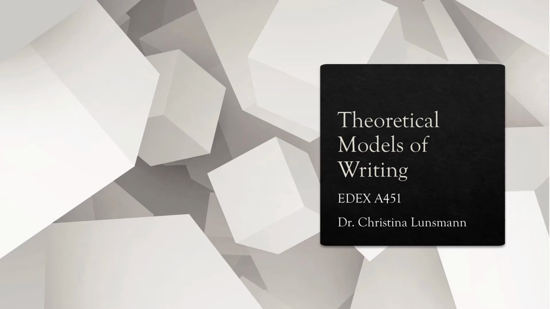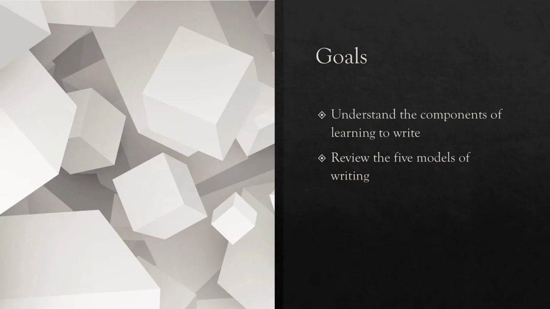So I just opted to do a little bit of a discussion. I'm not going to talk about the third part of the chapter, which is on new literacies, because I thought that one was pretty straightforward, but I will talk about the first two parts of the reading. So our goals for this short presentation are just to understand the components of learning to write, which is what the theory or the theories we'll talk about, and then review the 5 models of writing.